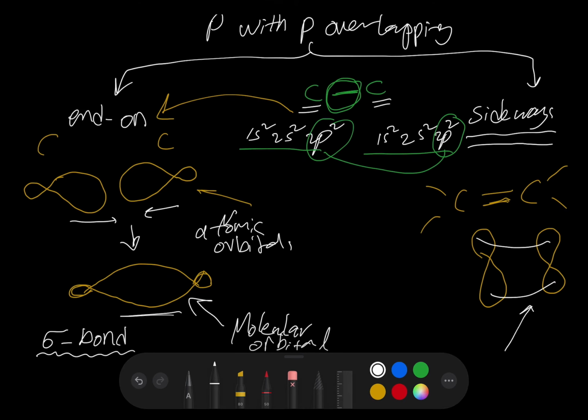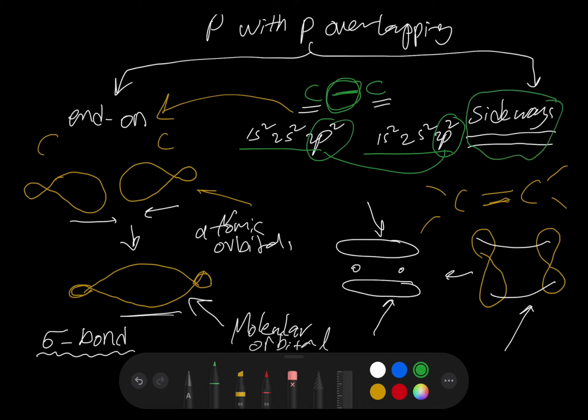You can draw it either in this shape or in this shape. So these are called electronic clouds. And here in the middle, we have the nuclei of the atoms. As a result of this sideway overlapping, the bond that will form is called pi. This is a pi bond.